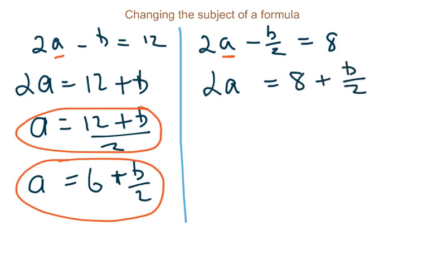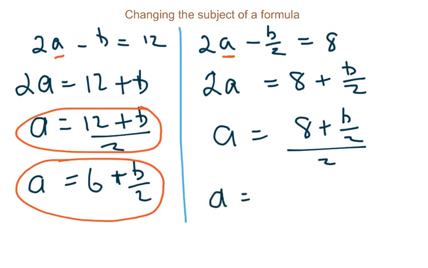All right, and now I've got 2A's over here, so I'll just make this a proper 2. I now want to get rid of there's 2A's, and I only want 1A, so I'm going to divide it by 2. So that means that A is equal to, well, divide this by 2, 8 plus B over 2, all divided by 2. And that means that A is equal to, well, 8 divided by 2 is 4, and B over 2 divided by 2 is B divided by 4. Okay? So that's the answer to this one.